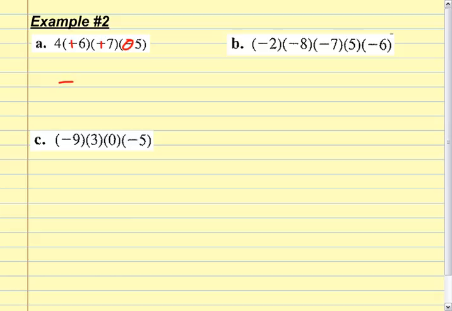Can we do this one? You can use your calculator if you want. Let's think about it for a second. I like 4 times 5 because that's 20. And 6 times 7 is 42. So now I've got 20 times 42. Well, 2 times 42 is what? 84. So 20 times 42 is 840. But it's negative 840.